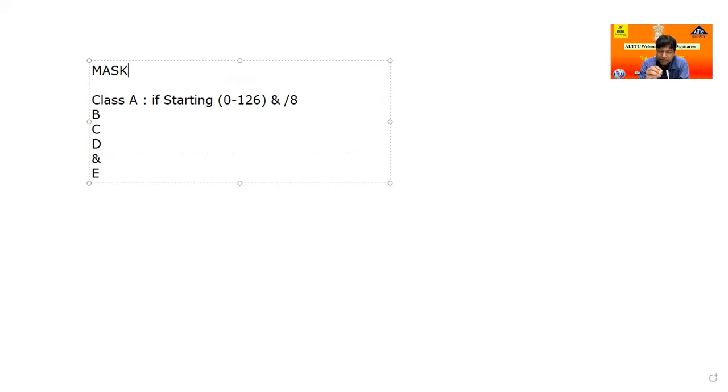As per US engineers, they easily specified which IP is known as class A. Class A means all IP addresses which follow these two points: first, the range 0 to 126, and second, /8.